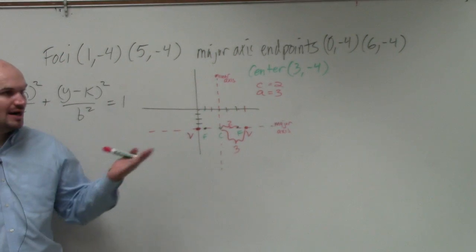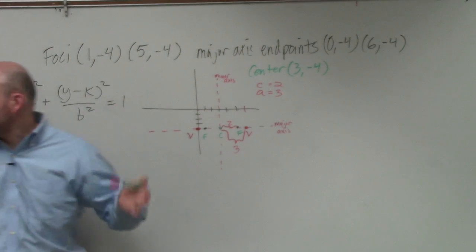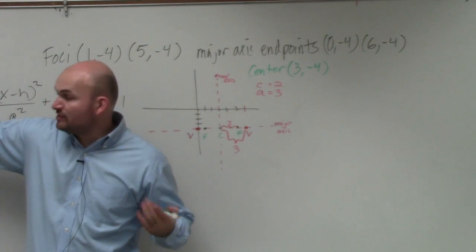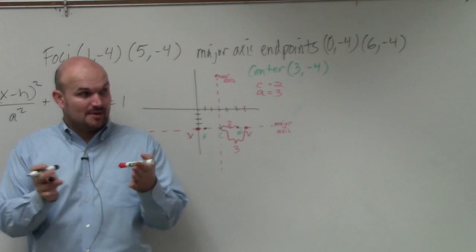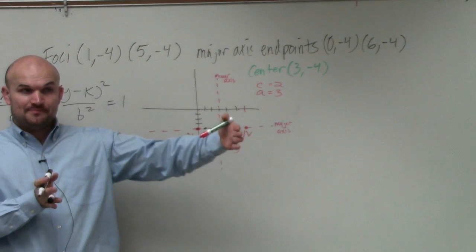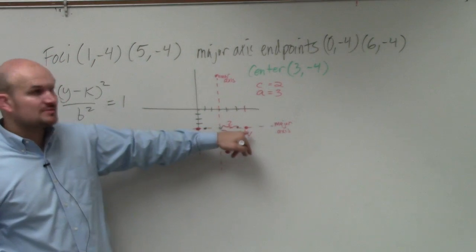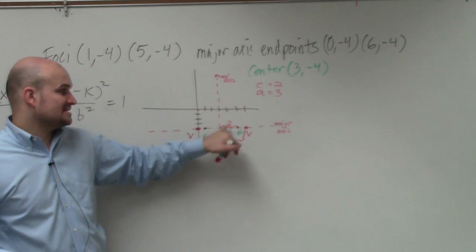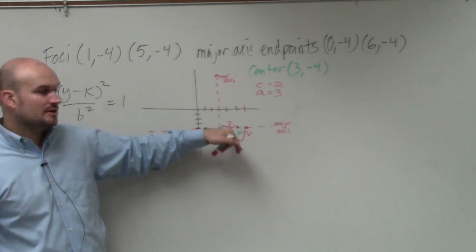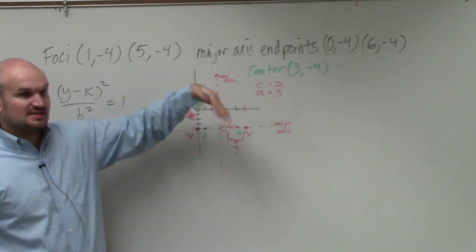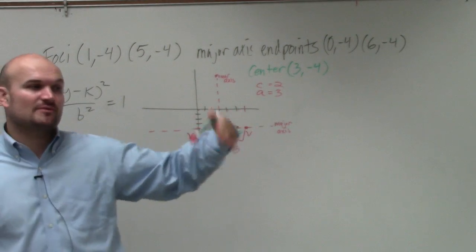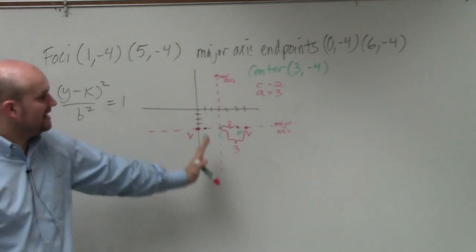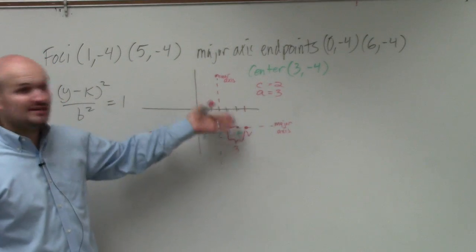Does everybody see why a is equal to 3? Because remember, there are three basic variables we have: a, b, and c. A represents the distance from the center to the vertex. Since this is the major axis, that's why those are the vertices. C represents the distance from the center to the foci, which is 2. So again, this information was given to us. And b represents the distance from the center to the co-vertex, which would be on the minor axis. So we need to figure out what b is.